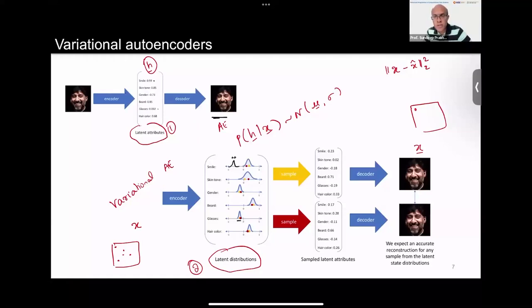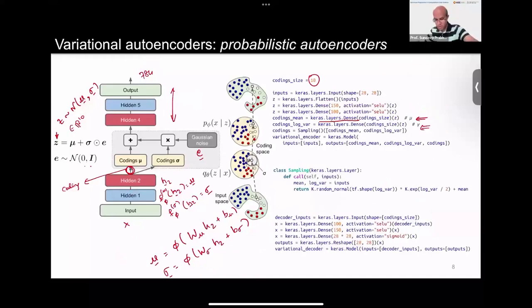Okay, so Brindaban. Professor, can you move forward one slide? Yes. So I think you explained, but I couldn't get this coding part. So coding mean and coding log variance. The same thing is written here, keras.layers.dense. So how is it getting different results, mu and variance?